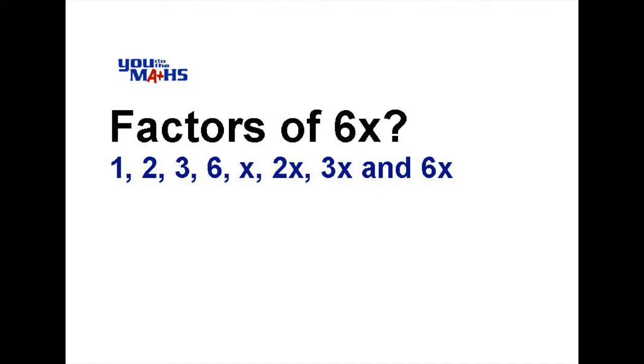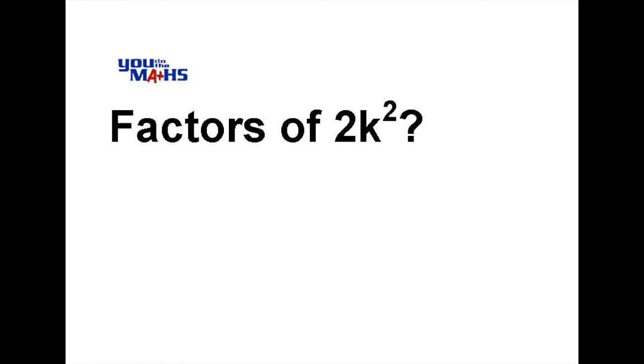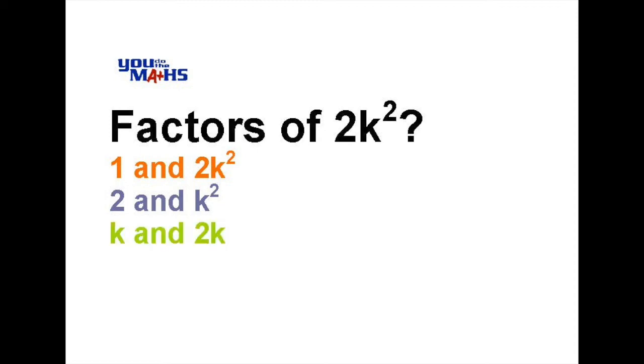Let's have a look now at the factors of 2k squared. So we've introduced a squared to the algebraic part of this expression. As before, we can start off with the number 1, and its partner, which multiplies to 2k squared, is 2k squared. We can then use 2, and 2 multiplied by k squared gives us 2k squared. Now we know that there are no other numbers apart from 1 and 2 which go into 2. So we can start switching around the k squared. Instead of being 1 and 2k squared, now we'll make it 1k and 2k. So that exhausts our list of factors of 2k squared.